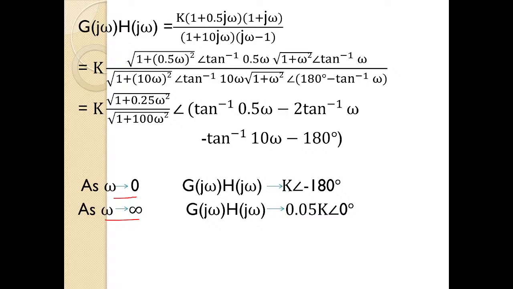Let us substitute omega equal to 0 in the above equation. You will get G of j omega H of j omega with magnitude K and phase angle minus 180. If we substitute omega equal to infinity in the above equation, then G of j omega H of j omega has magnitude 0.05 K, and the angle is 0 degrees. So our plot will start from the minus 180 axis and it will end at the 0 degree axis. Just write it down.